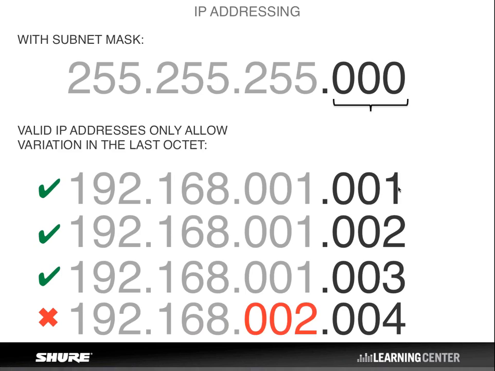This last IP address, however, would fall outside of the subnet. It would not be a valid network device because the third octet should be the same as all the other network devices. However, it's not. It's set to 2 instead of 1.